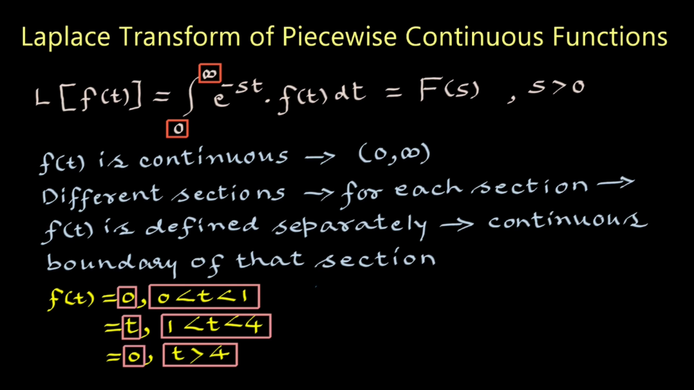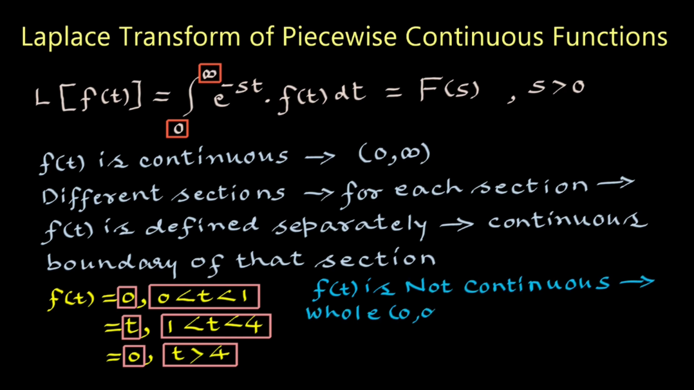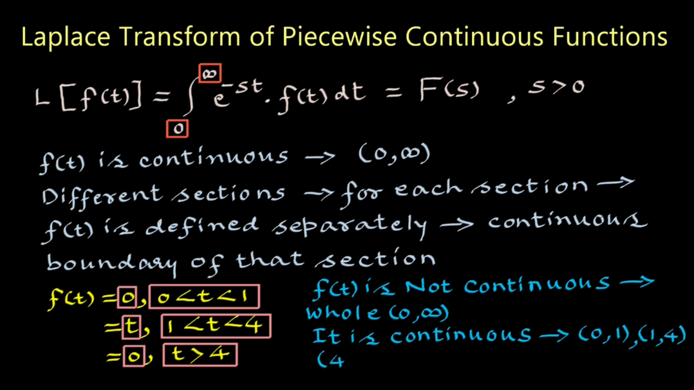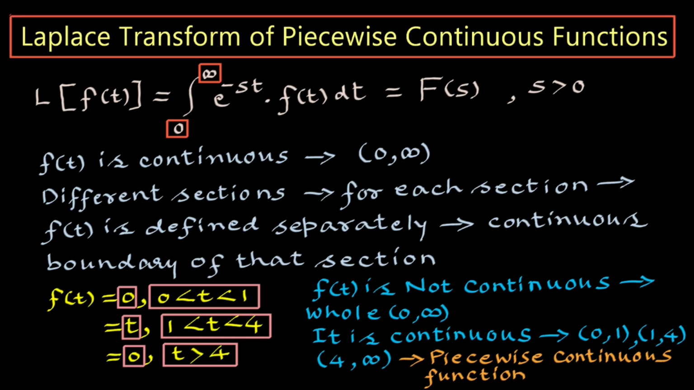Here, for each section of the domain 0 to 1, 1 to 4, and 4 to infinity, f(t) is defined separately. For first section it is 0, for the second it is t, and for third it is 0. We find that f(t) is not continuous in whole of its domain from 0 to infinity, but it is continuous within the sections 0 to 1, 1 to 4, and 4 to infinity. And this is known as piecewise continuous function, and we are going to see how to find Laplace transform of such piecewise continuous functions.